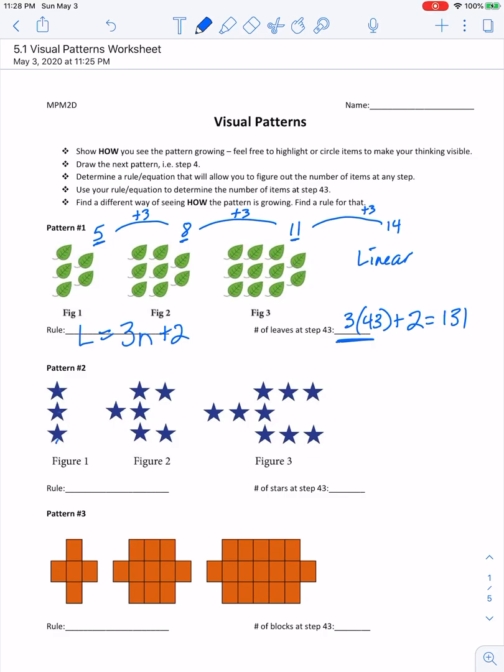We've got 1, 2, 3 in this step, and we've got 1, 2, 3, 4, 5, 6 in this step, and 3, 6, 9 in this step. It looks again like we're going up by 3s, and so the number of stars equals 3n, and there's nothing else to add to that because 3 times 1 is 3, 3 times 2 is 6, 3 times 3 is 9. So we are fine with that. For step 43, that's just going to be 3 times 43, which is 129.